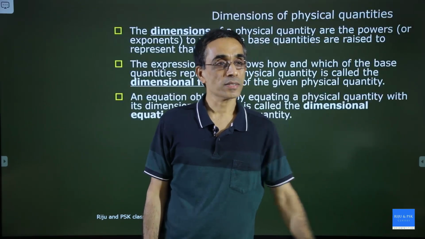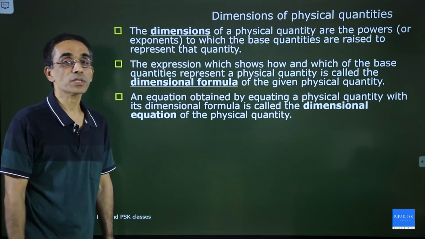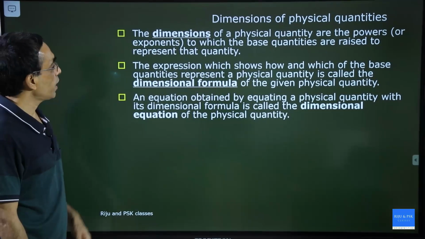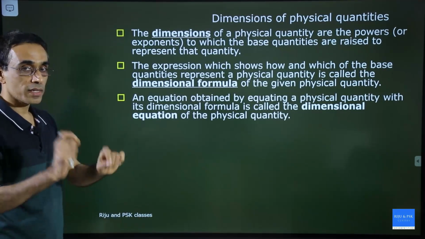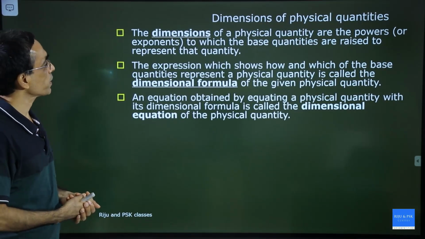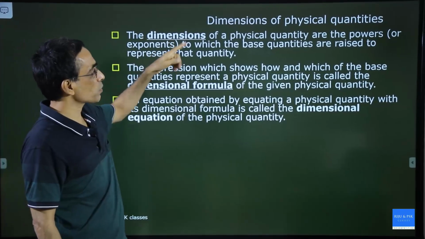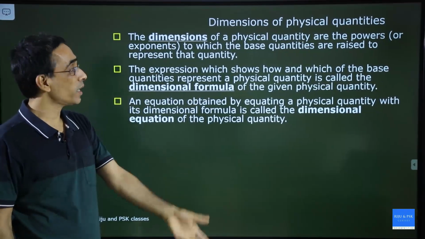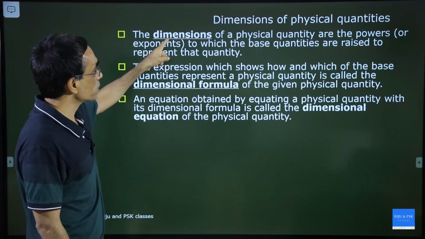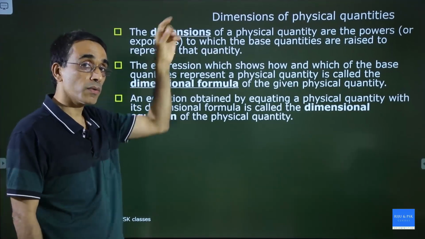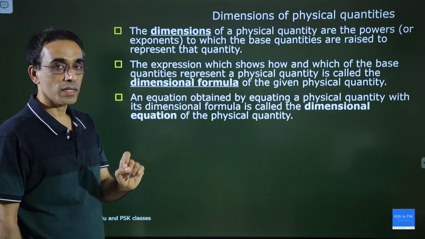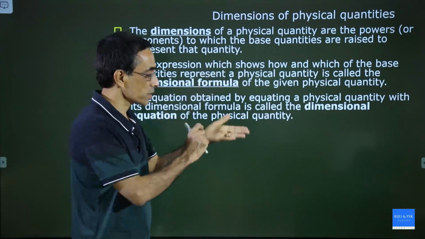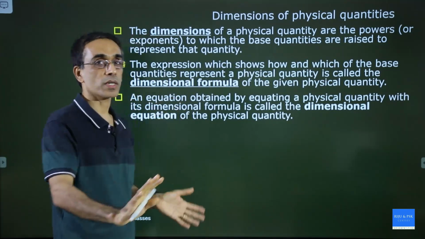In the last class, we were discussing dimensions of a physical quantity, and these three definitions are important. Write them and study. Write and study multiple times. First point, dimensions. What is the meaning of dimension? What are dimensions of a physical quantity? Dimensions of a physical quantity are the powers of the base quantities. That's the first point. So when you study short notes: dimensions, hyphen, powers of base quantity.